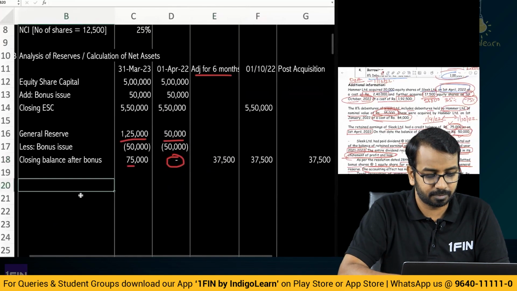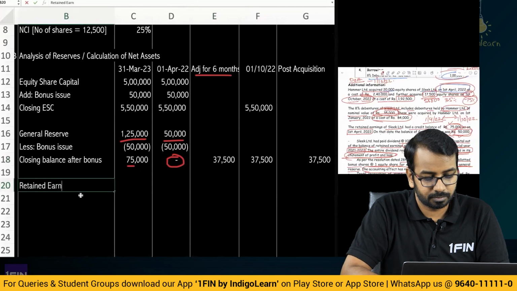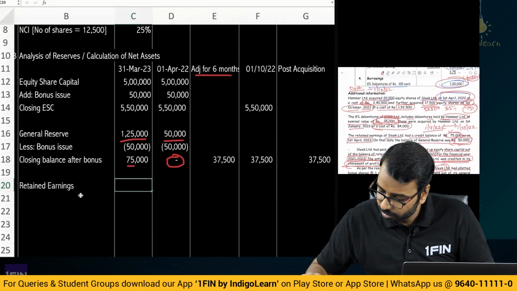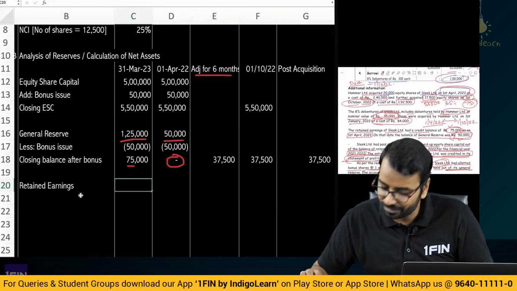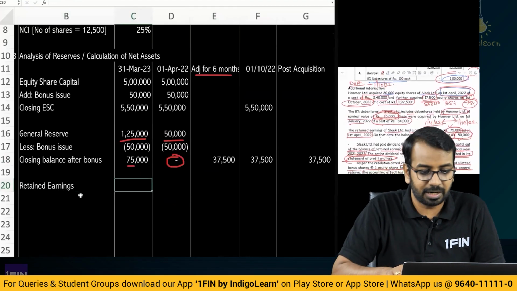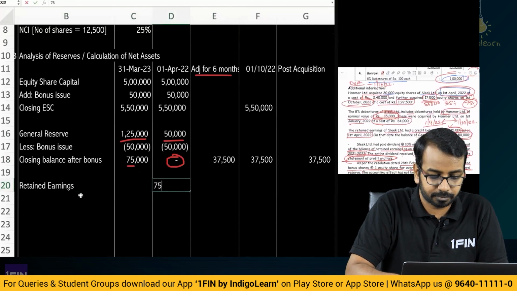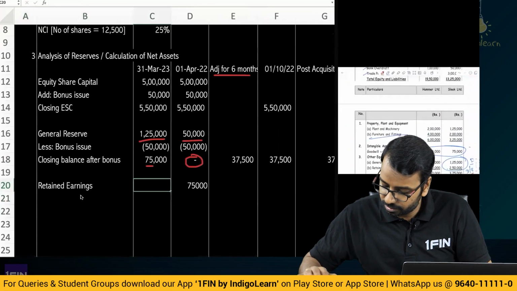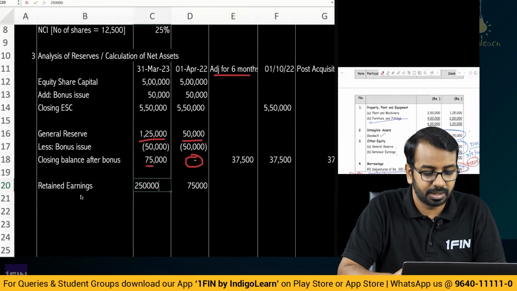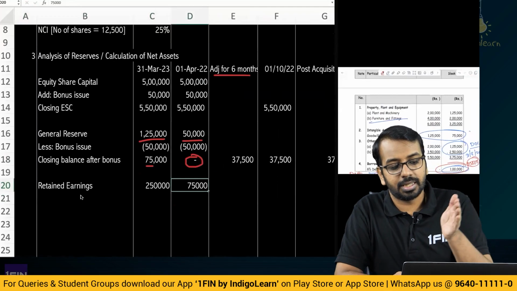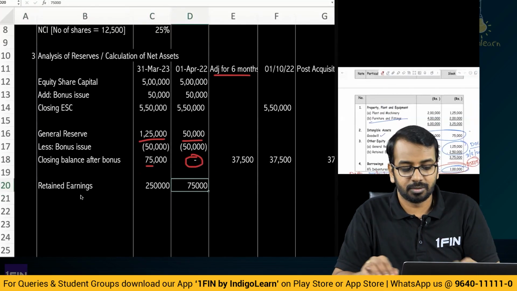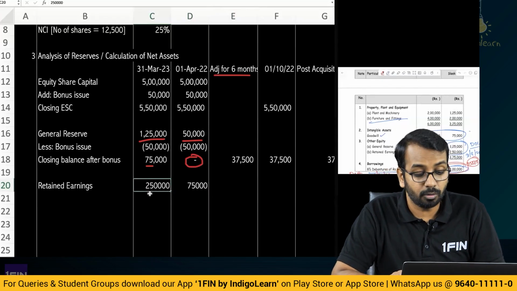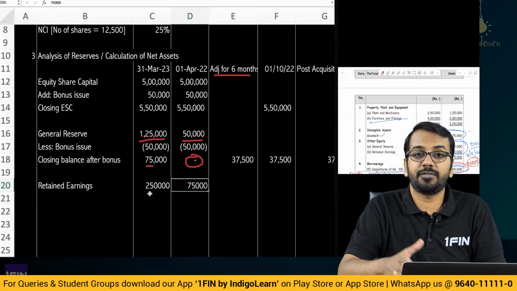Then retained earnings. Retained earnings balance on 1st of April is given to be 75,000. Then closing balance as per the balance sheet of retained earnings is 2,50,000. Means what? 2,50,000 and 75,000. How much have we earned? We have earned retained earnings as on 31st March is 2,50,000, right? Now, can I say 2,50,000 minus 75 is the earning for the year?